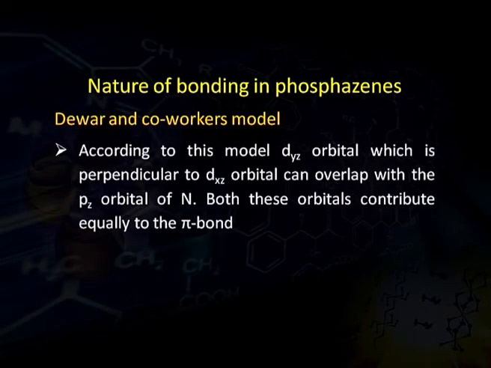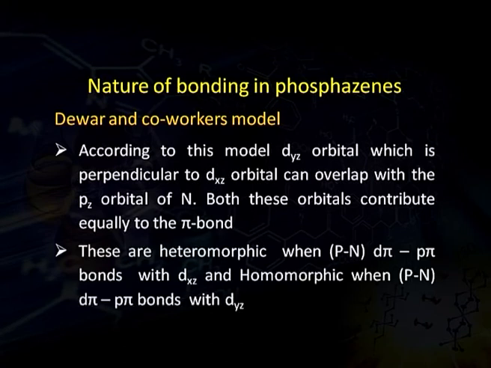Coming on to the Dewar and co-worker models. According to the Dewar and co-worker models, the dyz orbital, which is perpendicular to the dxz orbital, can overlap with the pz orbital of nitrogen. Both these orbitals contribute equally to the pi bond. These are heteromorphic when phosphorus nitrogen d pi p pi bonds are with the dxz, and are homomorphic when the phosphorus nitrogen d pi p pi bonds are with the dyz.